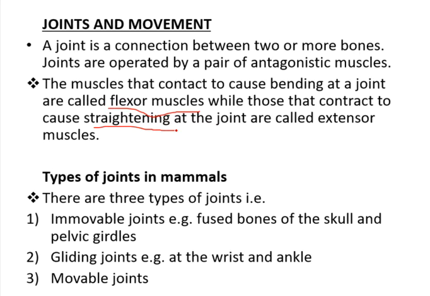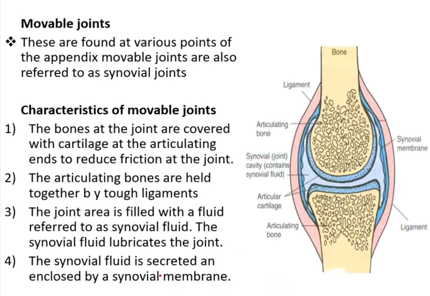The types of joints in mammals, we have three types. Number one, immovable joints, e.g. fused bones of the skull and the pelvic girdles. Then we have gliding joints found at the wrist and the ankle, that is at the carpals and tarsals. Then movable joints. Let's look at the movable joints, which are found at various points of the appendix. Movable joints are also referred to as synovial joints.